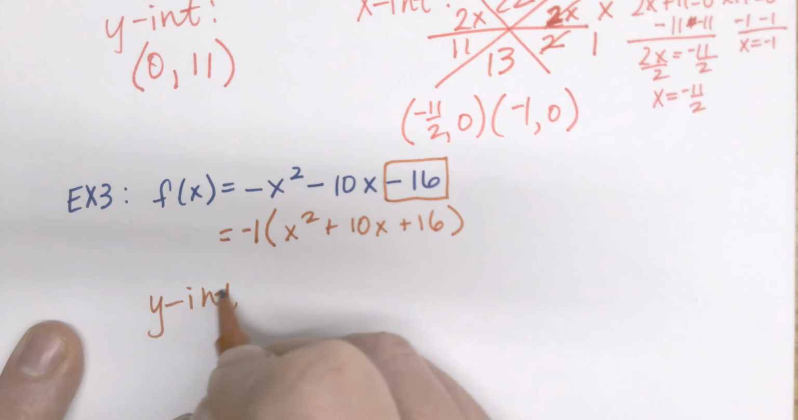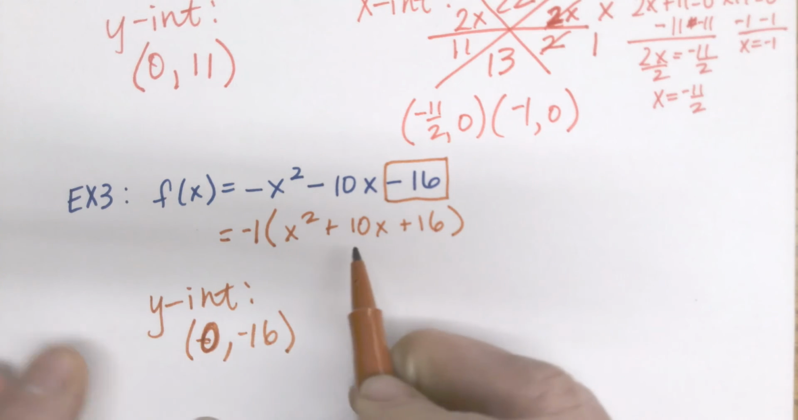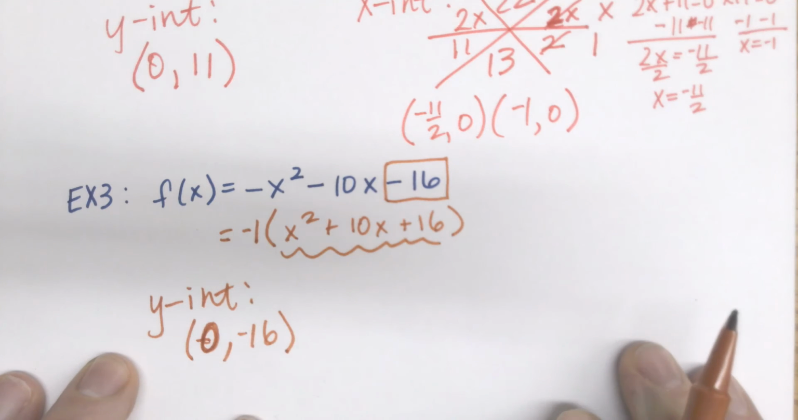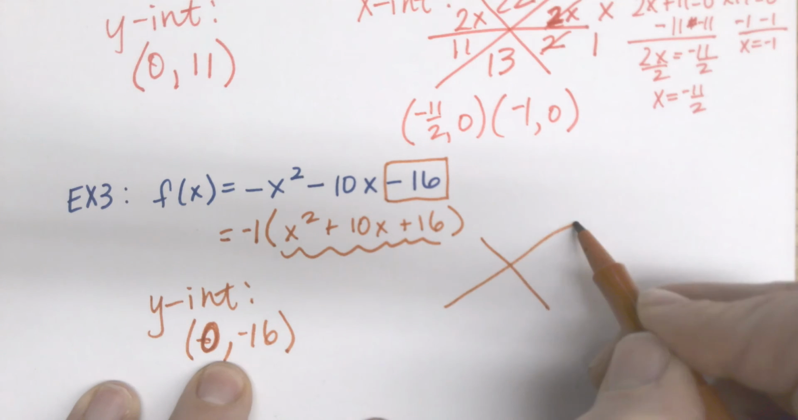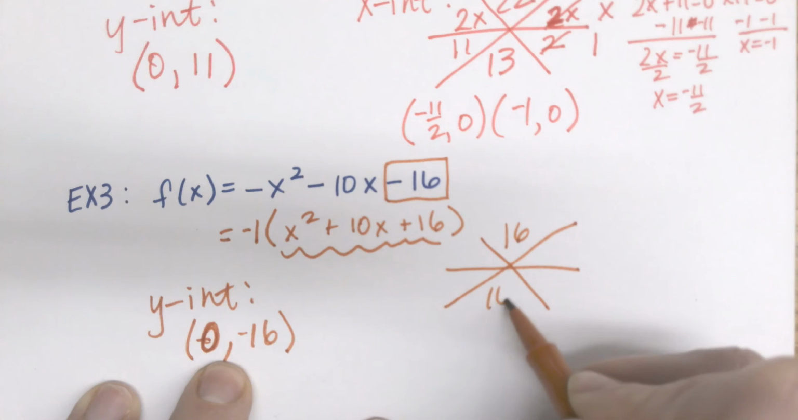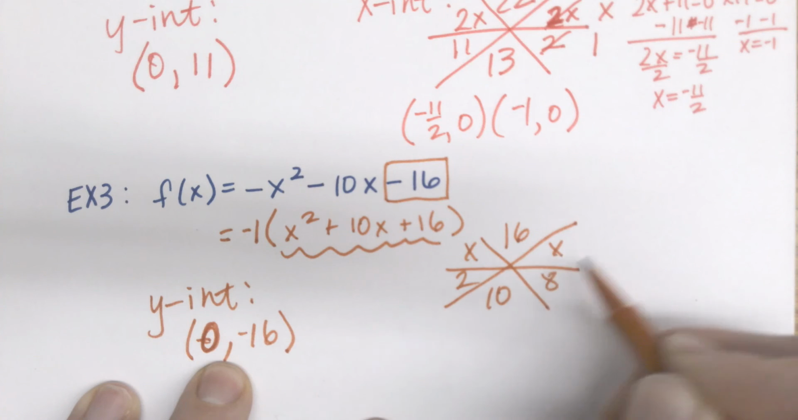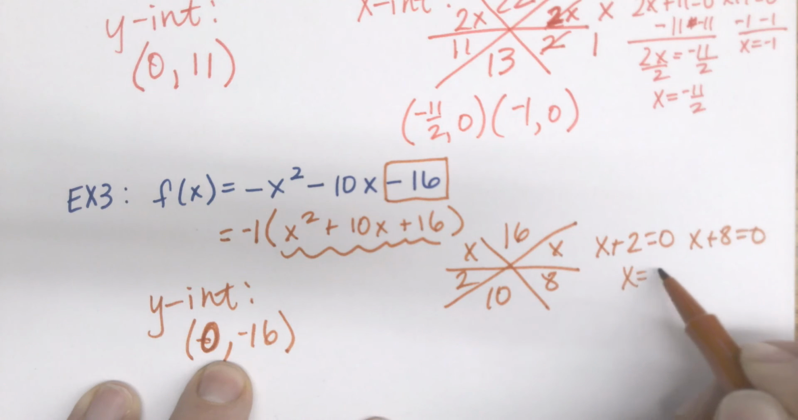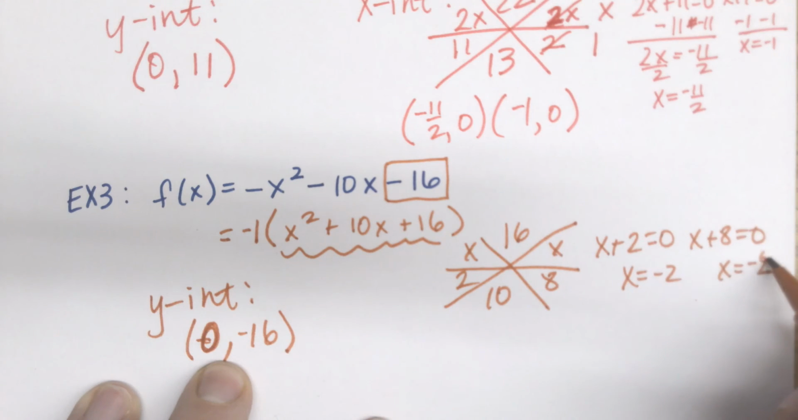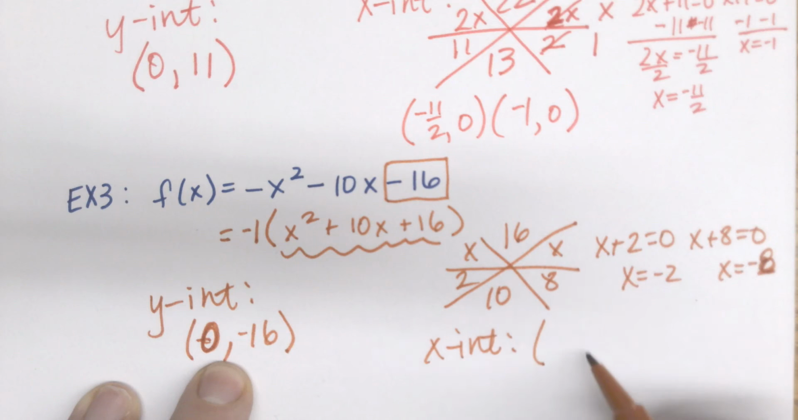So my y-intercept, again, easy peasy. That's that last number. It's (0, -16). But then my x-intercept, I'm going to work with that after I pulled the -1 out. So this is 16 on the top, 10 on the bottom, x and x. Two numbers that multiply to be 16 and add to be 10. I've got 2 and 8. So it's x plus 2 equals 0, x plus 8 equals 0, x is -2, x is -8. So again, when I talk about my x-intercepts, I write them as a point. It would be (-2, 0) and (-8, 0).